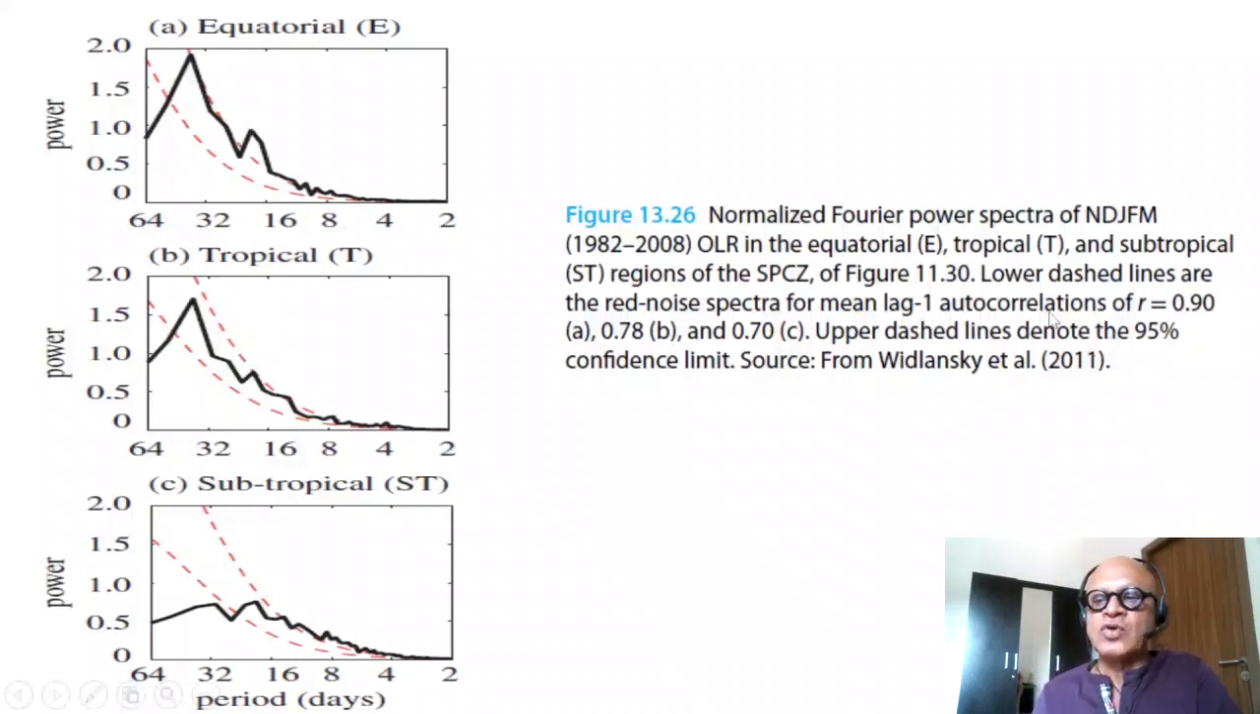95%, as well as autocorrelations for 0.90, 0.78, and 0.70 for these different regions. Basically shows the decaying time scale. So you can see period in days. There are different peaks in the equatorial region, with one peak here at some, I don't know, let's say 40 days, and another one here about 20 days, whereas this one has a peak about more like 50 days, and then this one has no real strong peak except at these high frequencies.